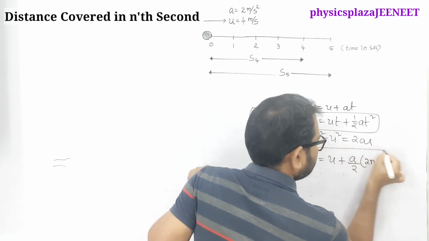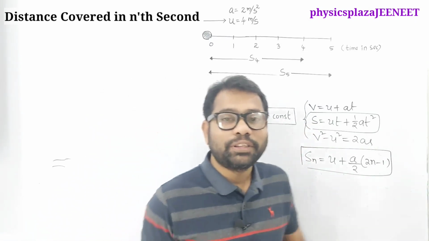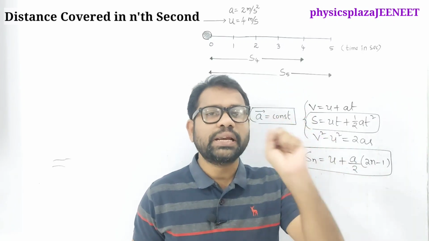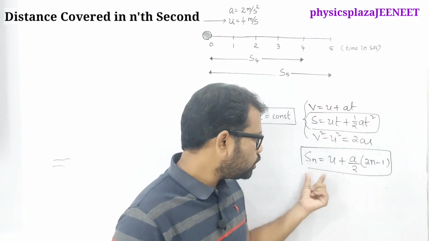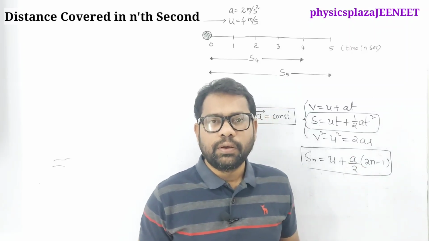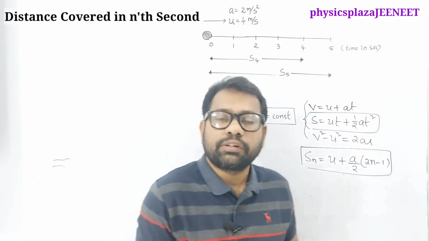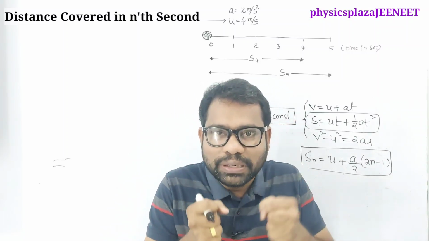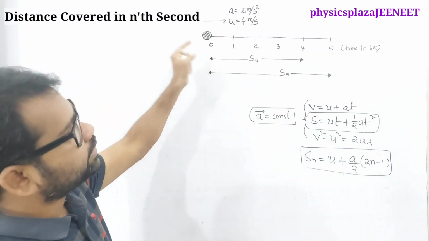Of course, many students can learn this formula by heart and use it, but without having a feel, without having a concept, without understanding it. First, let us try to understand the difference between S is equal to ut plus half at square and Sn is equal to u plus a by 2 into 2n minus 1. If you want to understand the difference, first you should know the meaning of distance covered in nth second. So let us see a small example so that we get a complete feel about the distance covered in nth second.